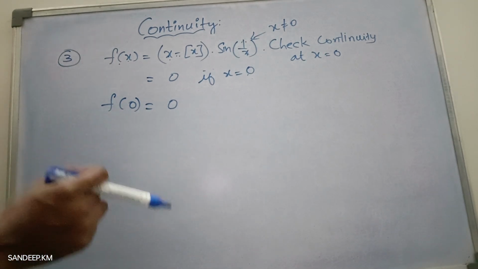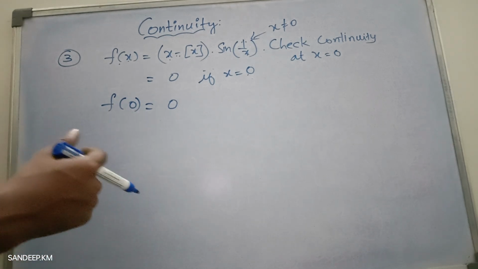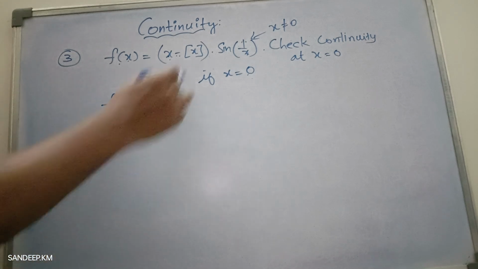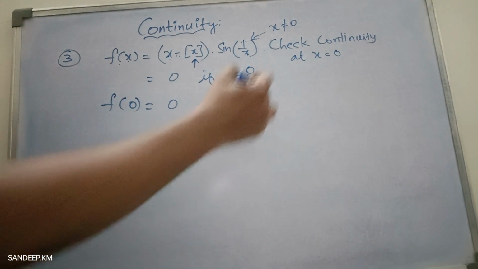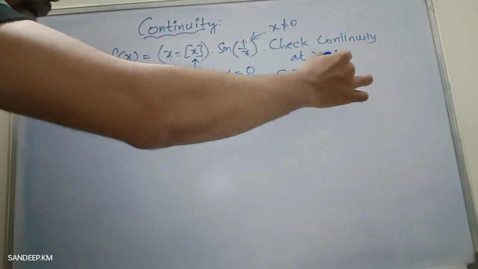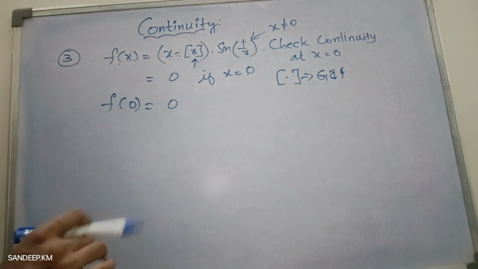But why should I find the left hand limit and right hand limit separately instead of directly finding the limiting value of the function, just like in the first example? Because of the presence of the step function. Here this is the step function, the greatest integer function, GIF. Because of its presence, we are finding LHL and RHL separately.